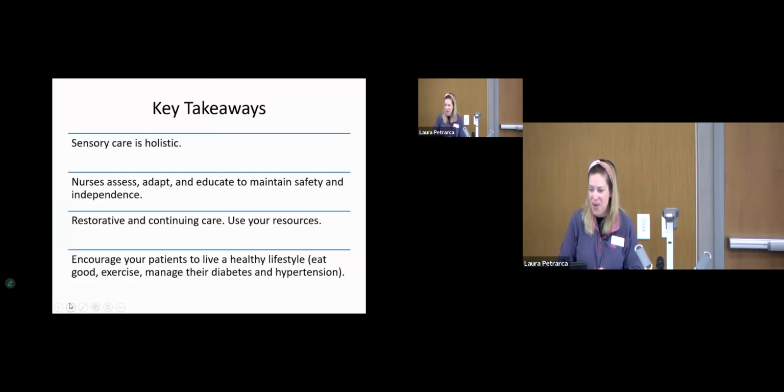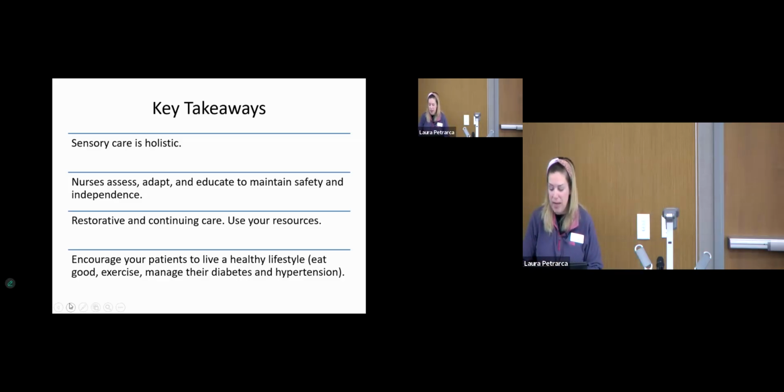And we're almost done. So key takeaways. Remember, sensory care is holistic. It impacts every aspect of care. And nurses assess, adapt, and educate to maintain safety and independence and dignity. Don't forget about dignity. Restorative and continuing care.